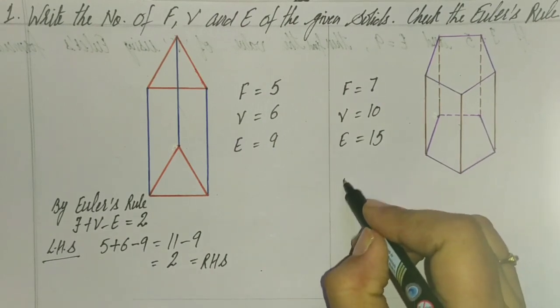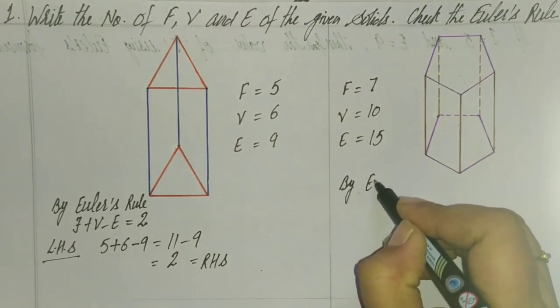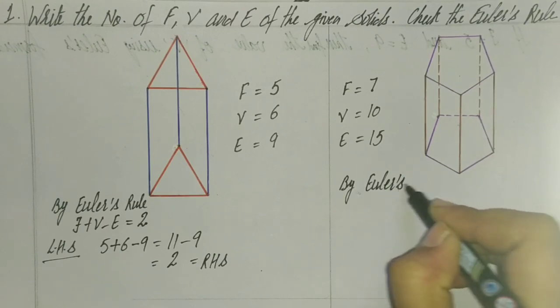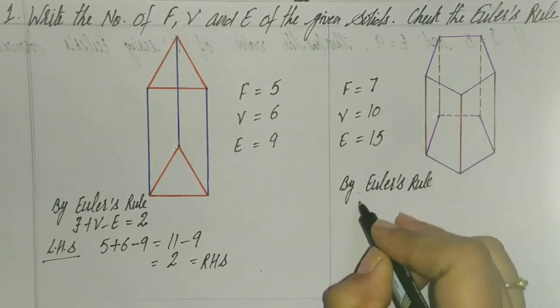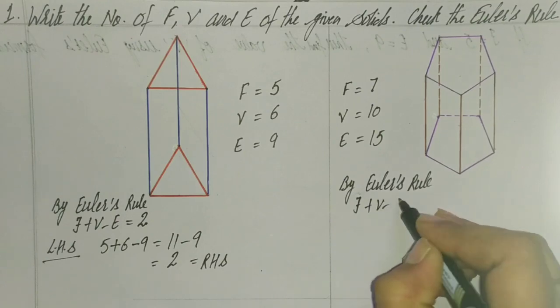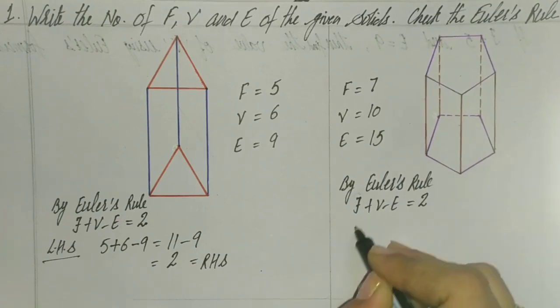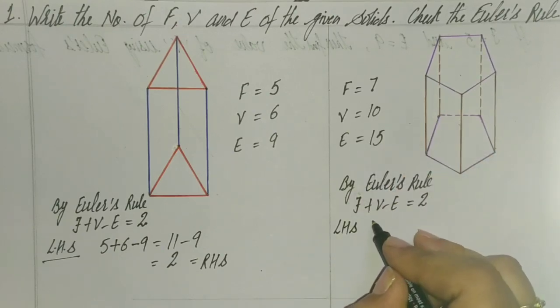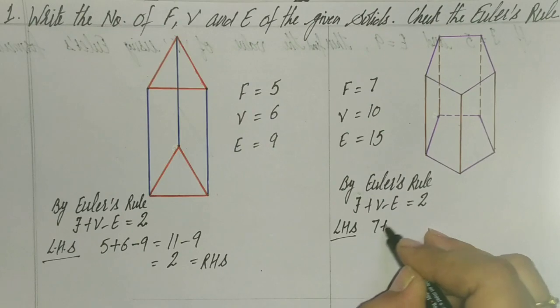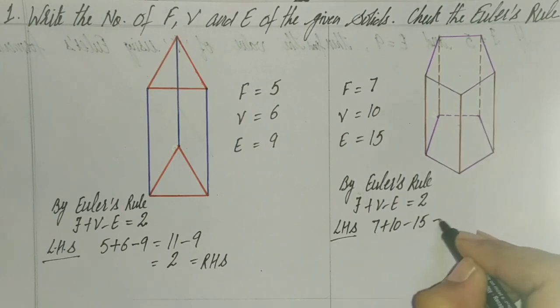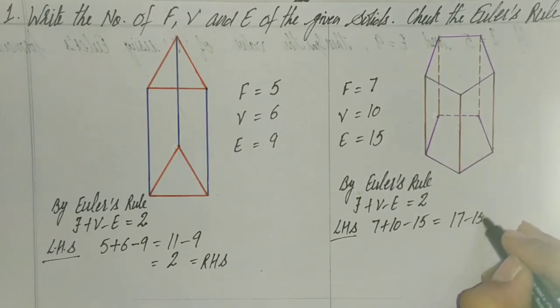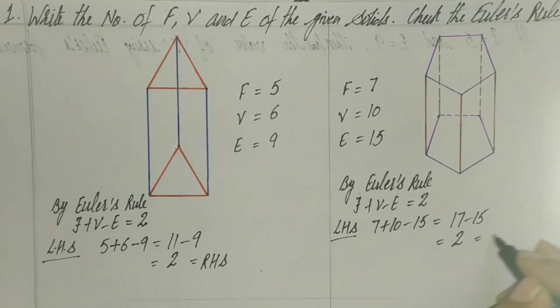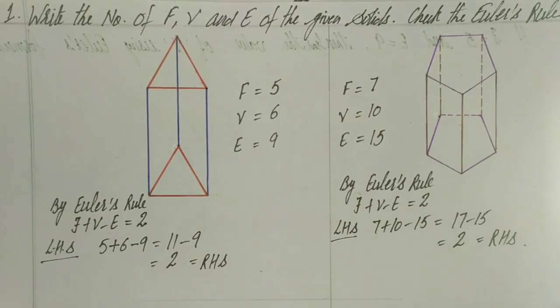Now again by Euler's rule, F plus V minus E is equal to 2. Now enter all these values on the left hand side. That means 7 plus 10 minus 15 is equal to 17 minus 15. That means 2, and 2 is equal to RHS. Hence Euler's rule is verified.